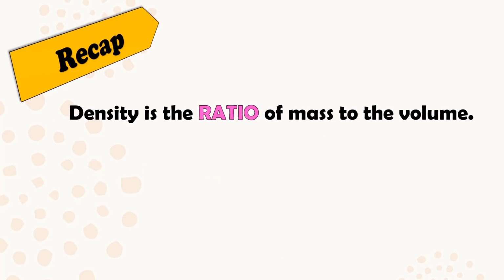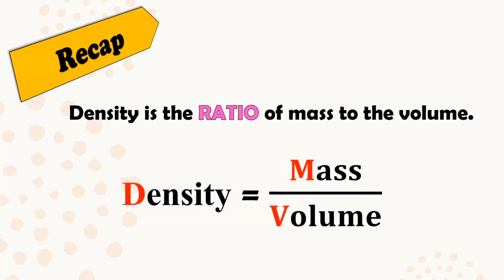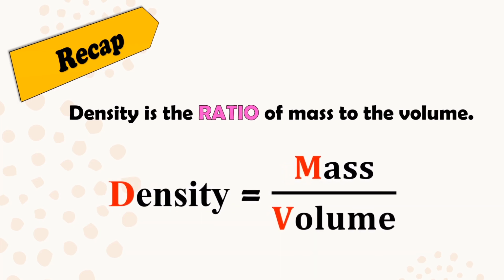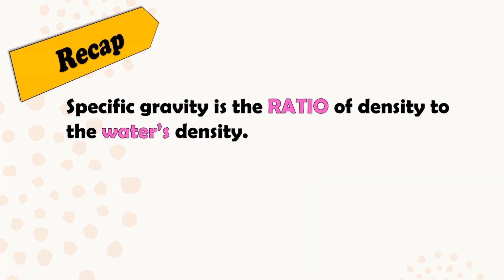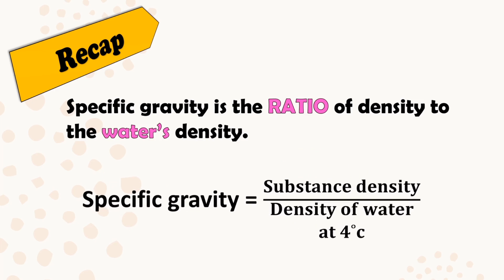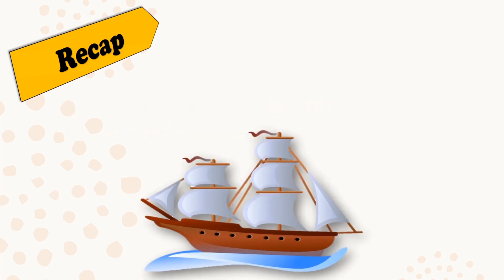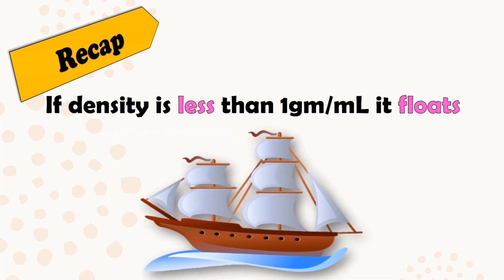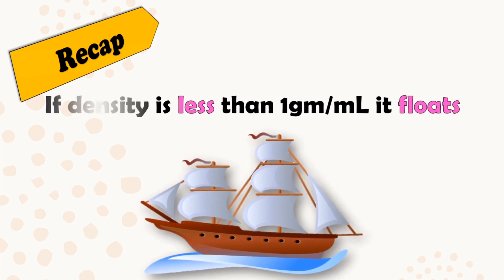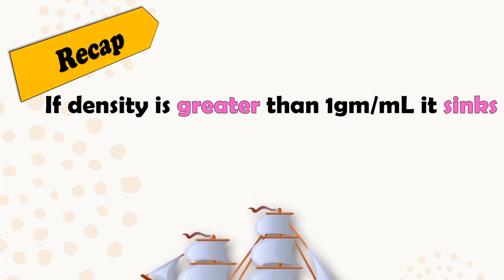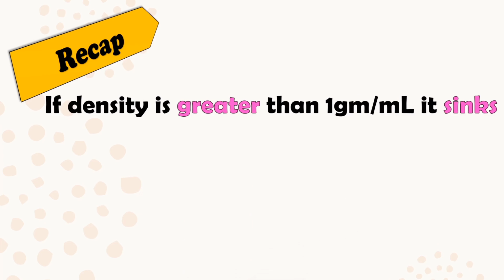So let's recap. Density is the ratio of mass to the volume, and our formula is D equals m over V. Specific gravity is the ratio of density to water's density, and the units here disappear. If the density is less than 1 gram per ml, then it floats. But if it is greater than 1 gram per ml, then it sinks.